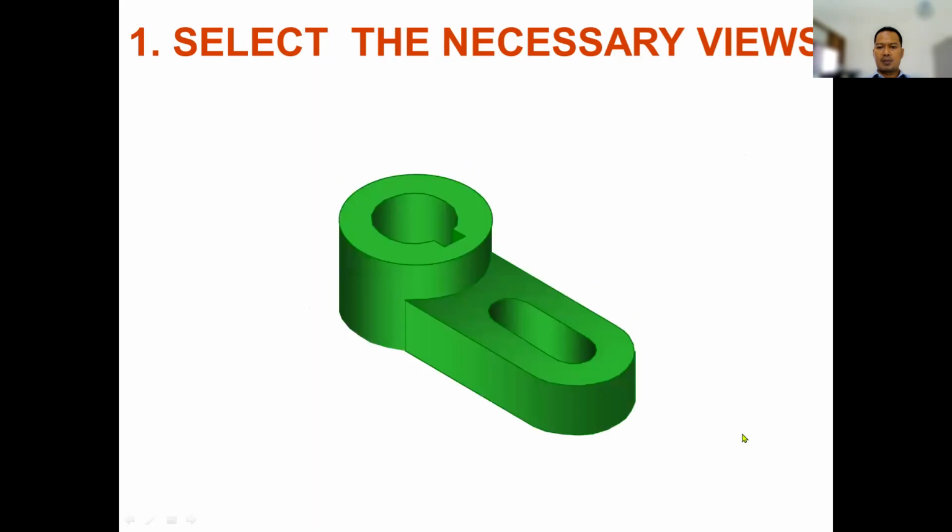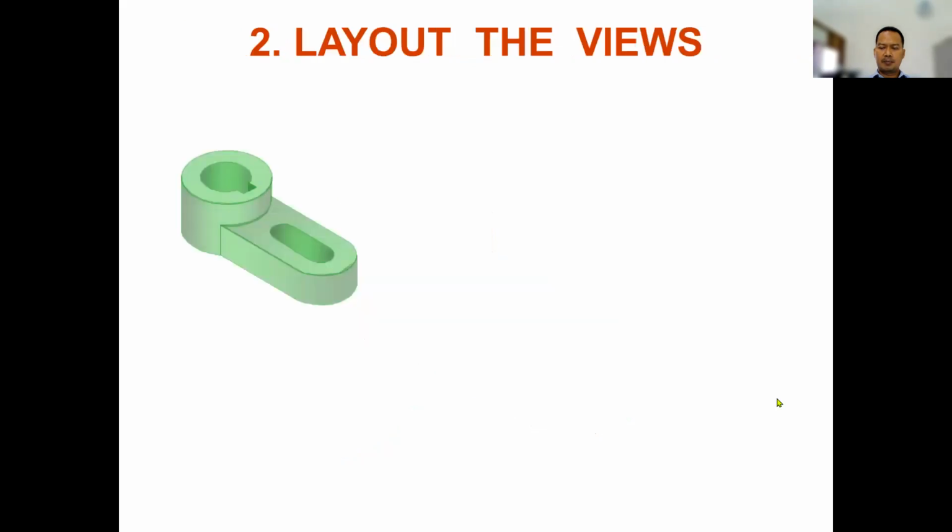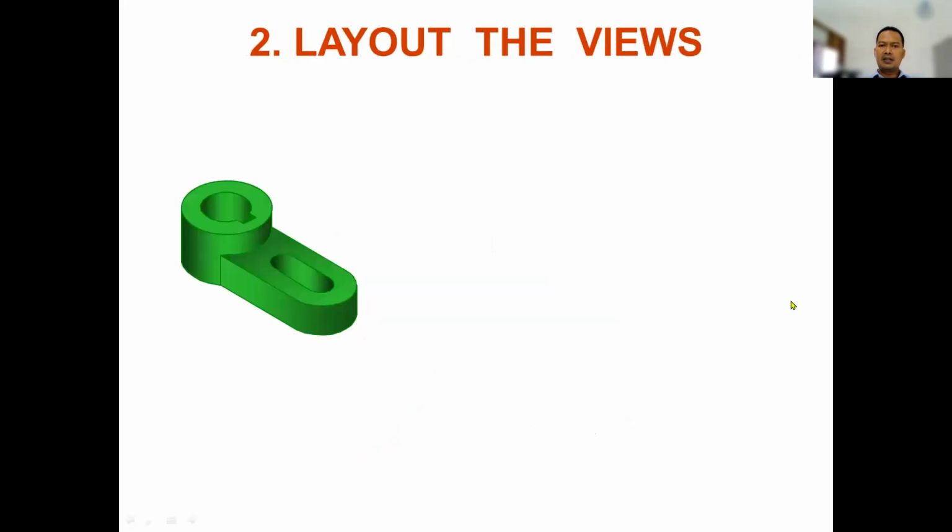Number one, select the necessary views. For example, you have the 3D object like this. Which one will be the views? For example, you select this one as a front view, and then top view is from here. Then you go to layout the views in here.